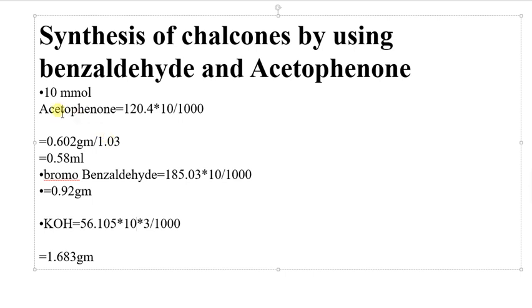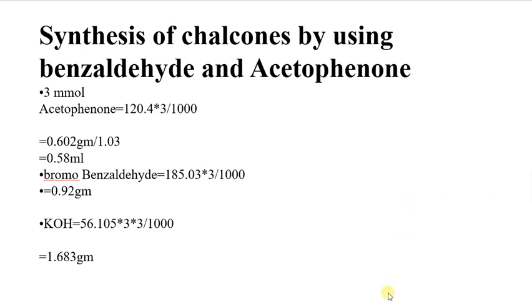For example, if I want to synthesize a smaller amount of product, I simply use this calculation. For example, 3 millimole. Here I also multiply all these by 3 and also 3. Okay, and this is when we are synthesizing something on a mini scale. This was all about how to use the formula to calculate the amount of reactants that we use in our reaction mixture.